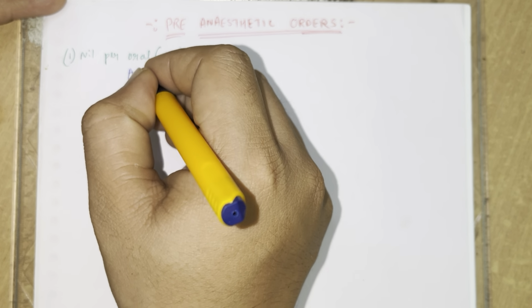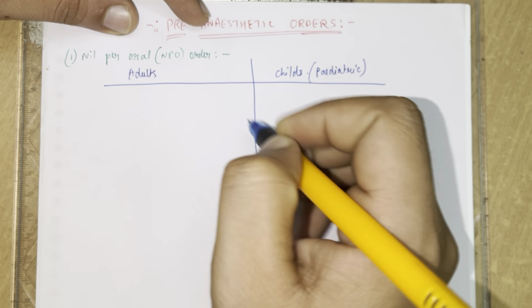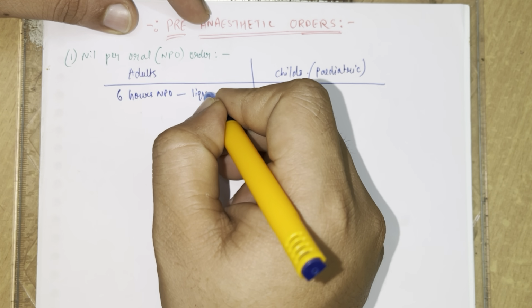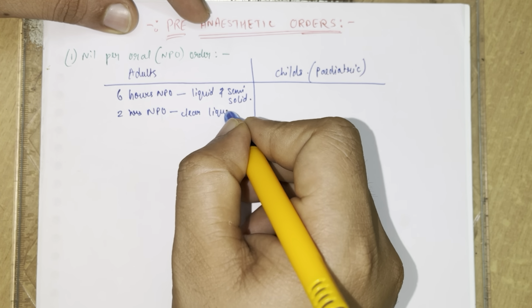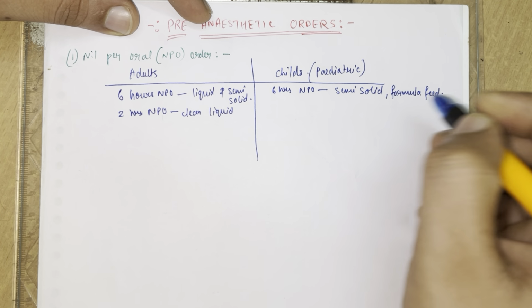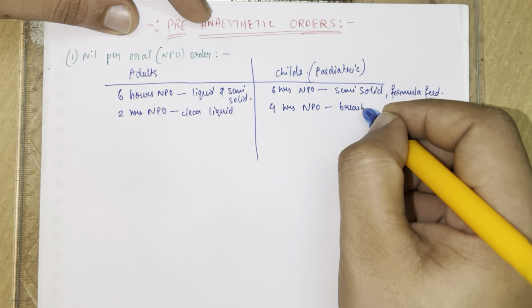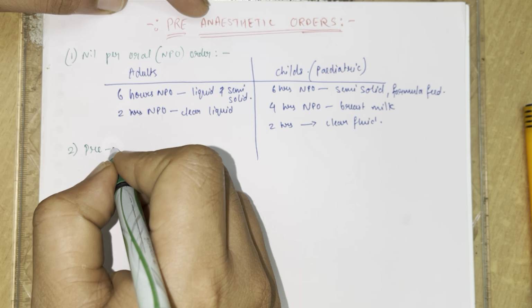First we talk about the nil per oral. For adults and children, both have different classifications. For adults, 6 hours NPO is required for liquid and semi-solid food, and 2 hours NPO for clear fluid. In the pediatric group, 6 hours NPO is required for semi-solid and formula feeds, 4 hours for breast milk, and 2 hours for clear fluid. It is suggestive.